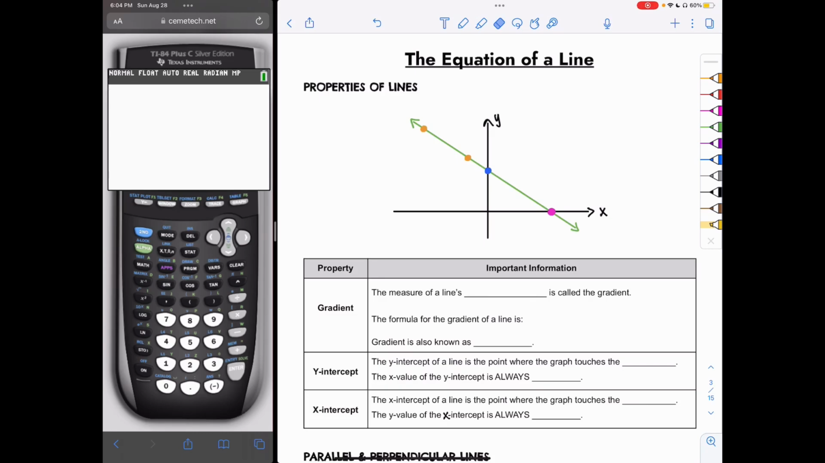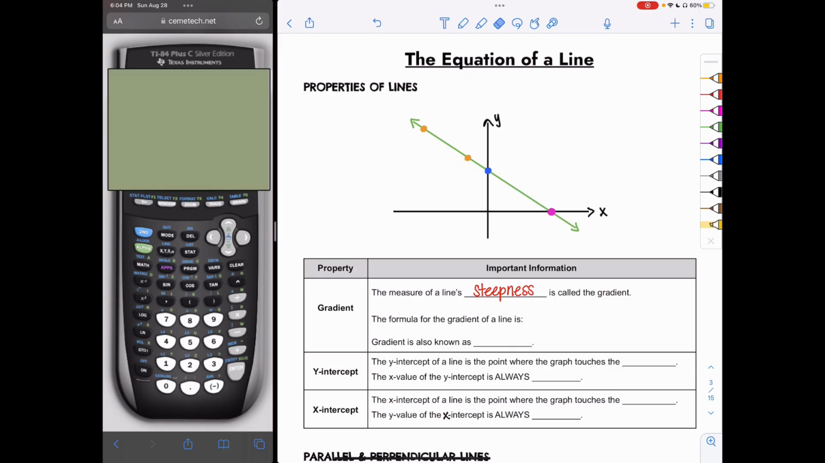Hello, today we're going to talk about the equation of a line. So the first thing that we want to review is the properties of lines. The first property that we are going to talk about is the gradient. The gradient is the measure of a line's steepness, okay?